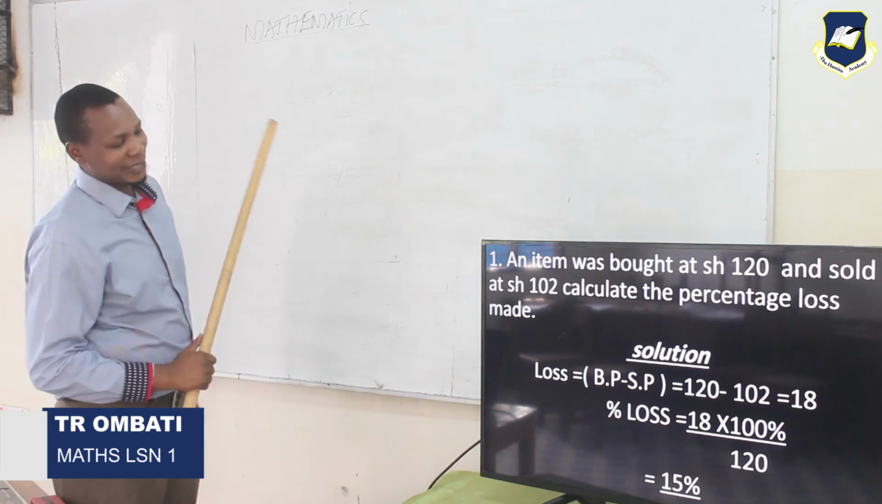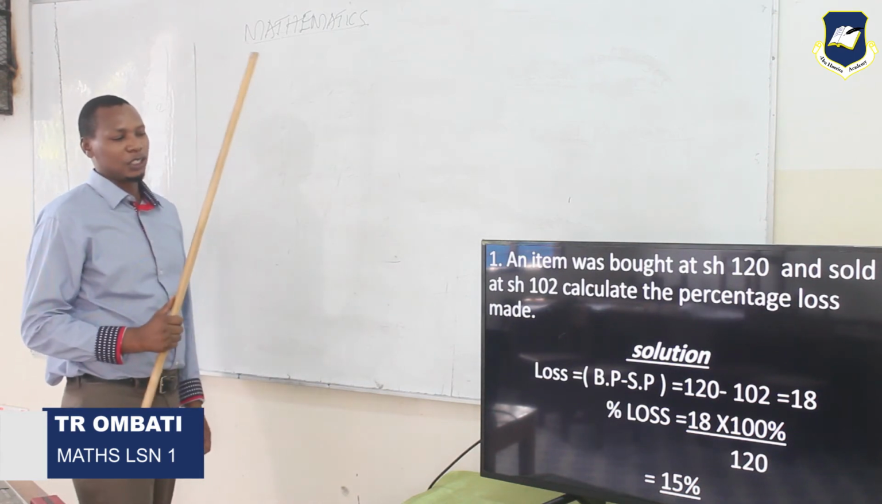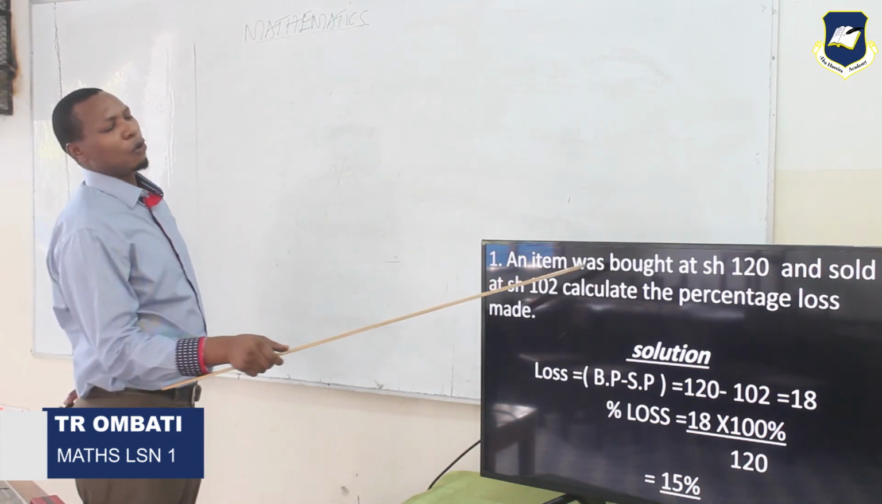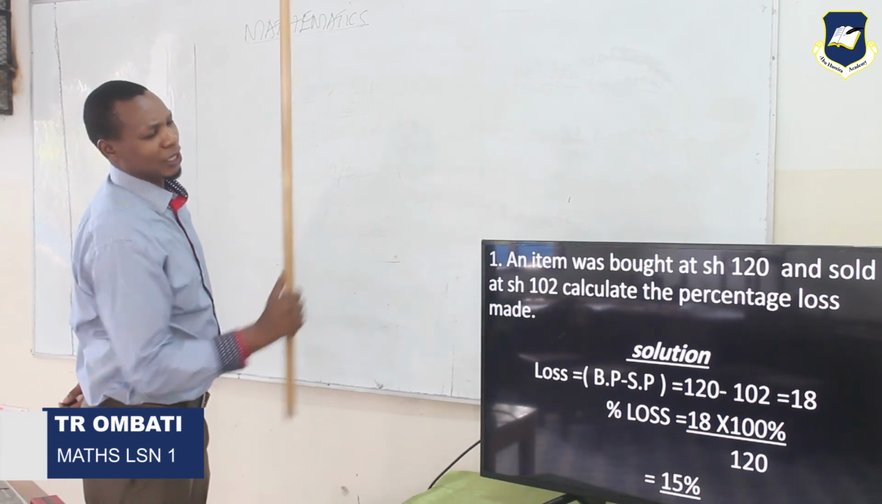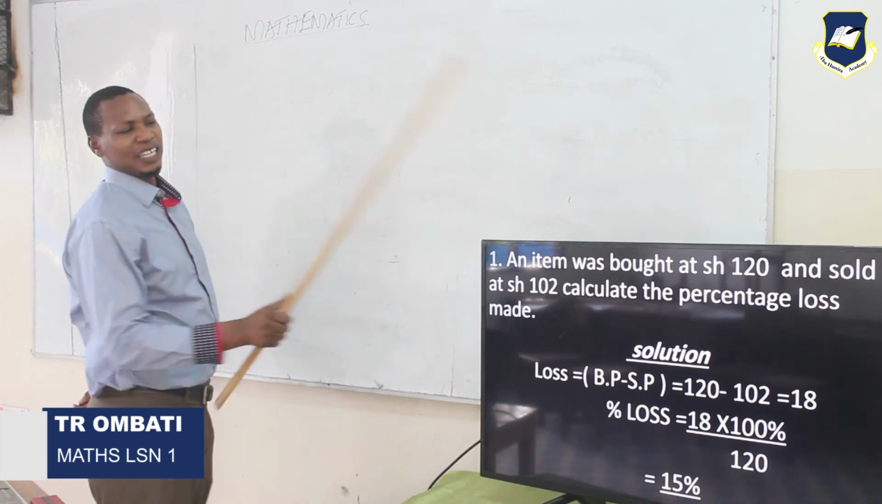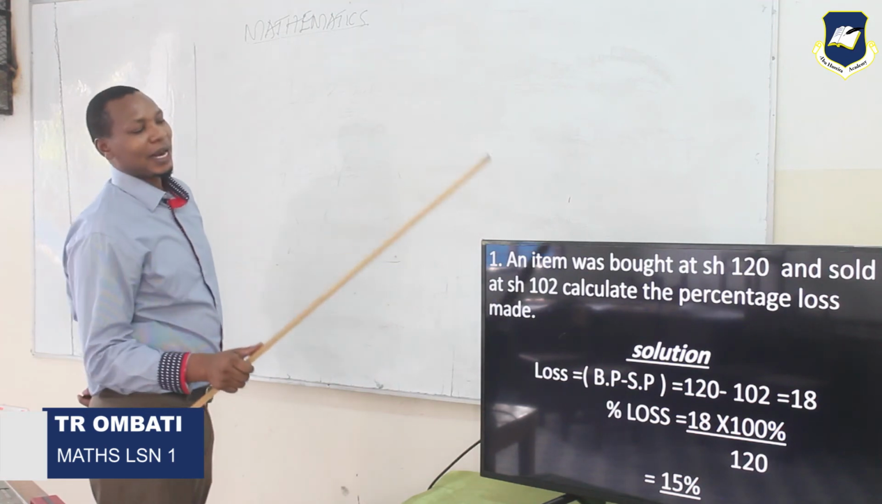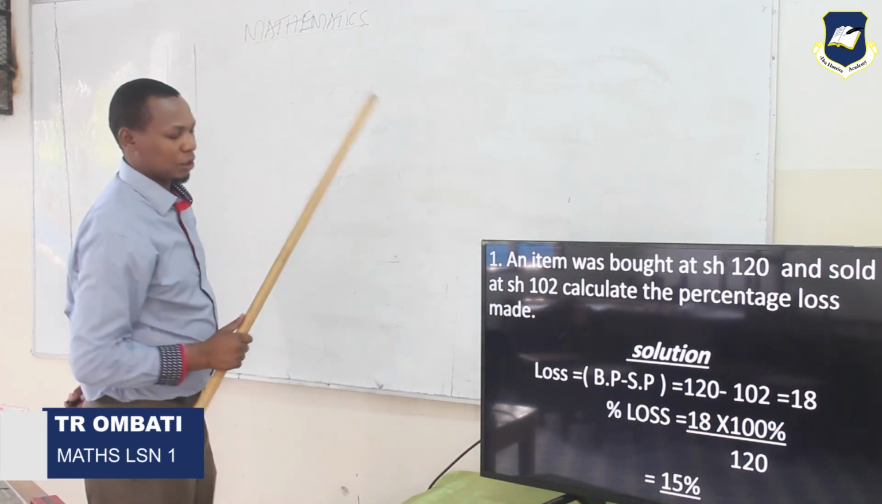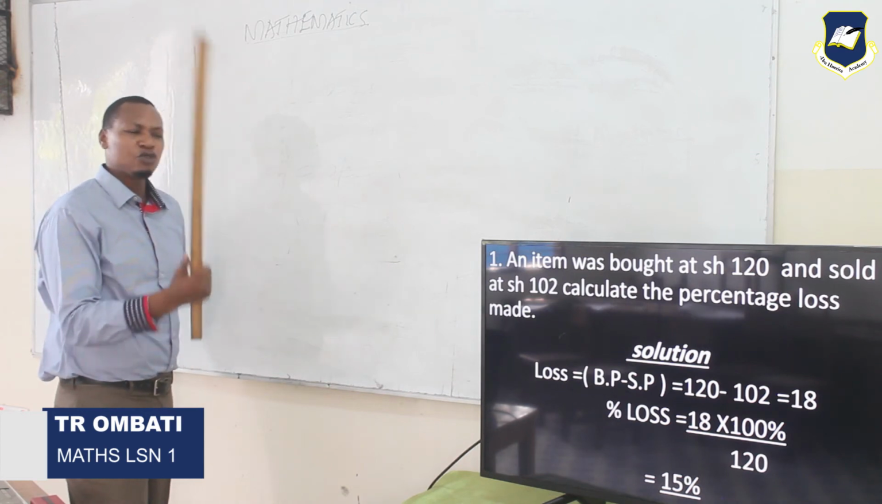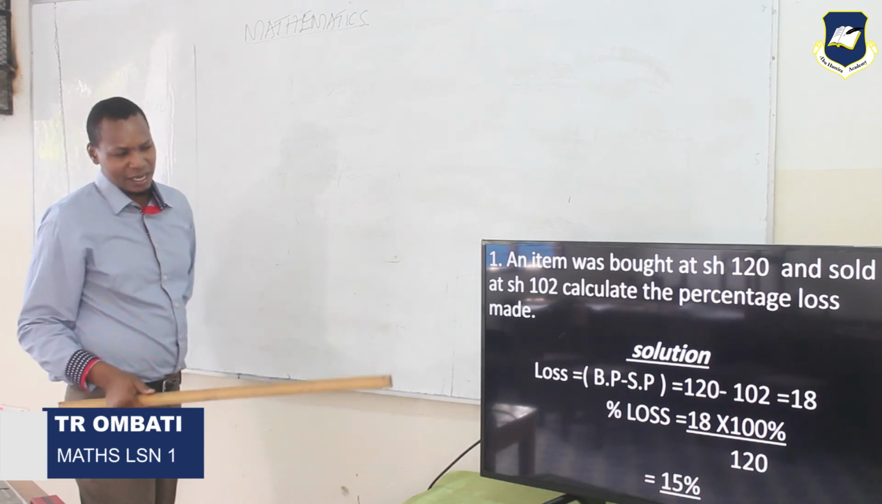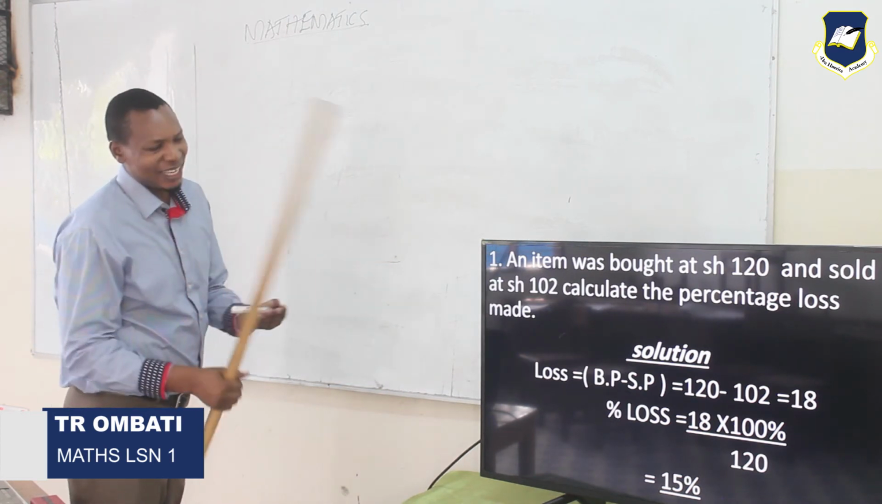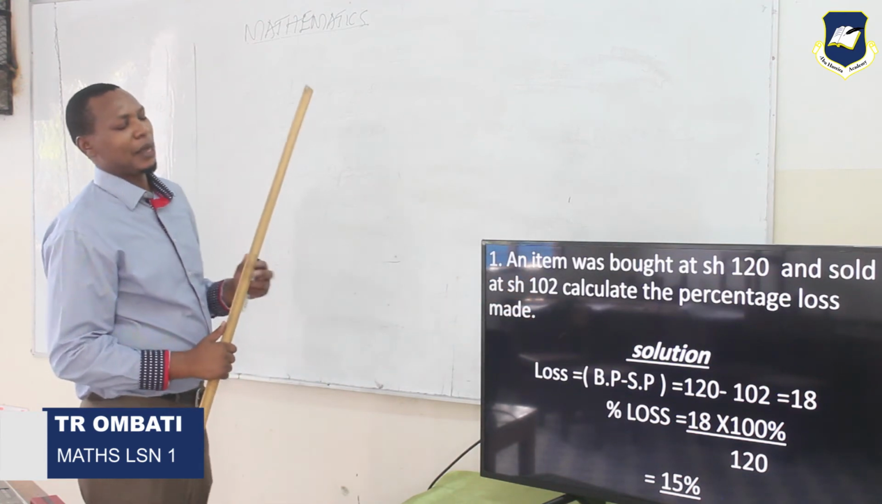We go to an example where one has got a loss. An item was bought at 120 shillings and later sold at 102 shillings. Calculate the percentage loss made. After knowing how to find the percentage profit, make that application and know how to find the percentage loss.